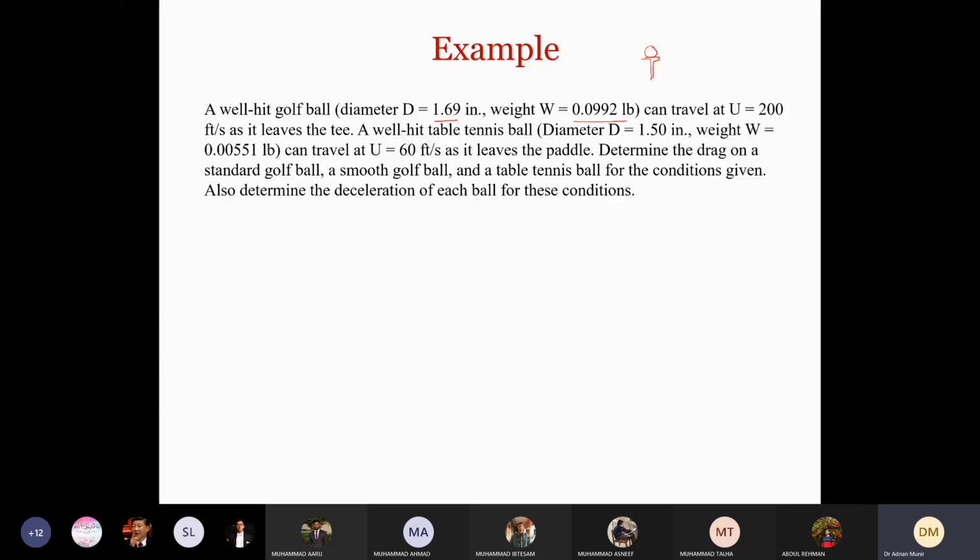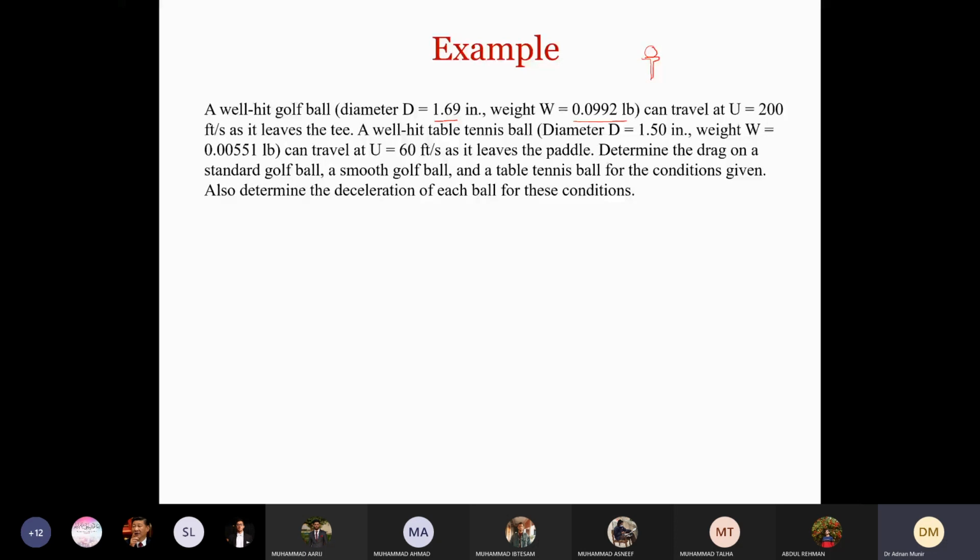Now on the other hand, we have a well hit table tennis ball whose diameter is 1.5 inch and whose weight is given here. It can travel at u equals 60 feet per second as it leaves the paddle or the racket of the table tennis. Determine the drag on the standard golf ball, the smooth golf ball, and a table tennis ball for the conditions given. Also determine the deceleration of each ball for these conditions.